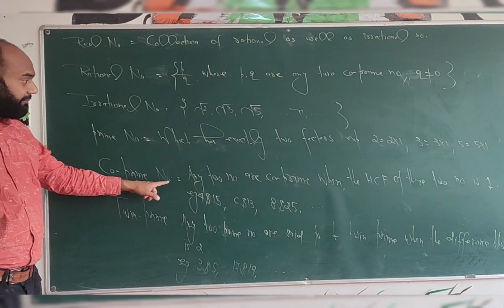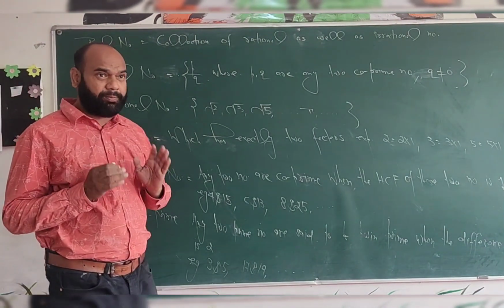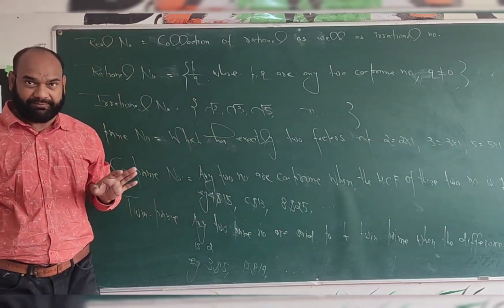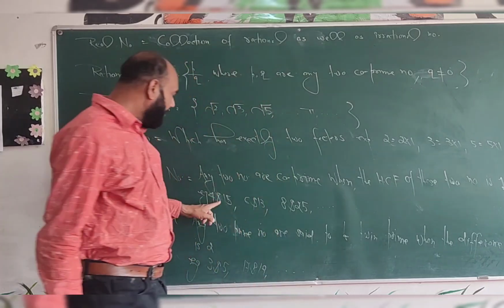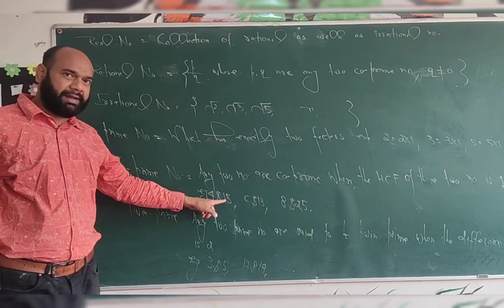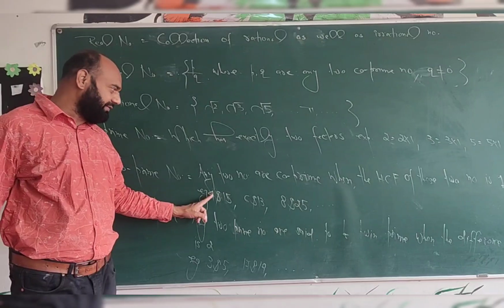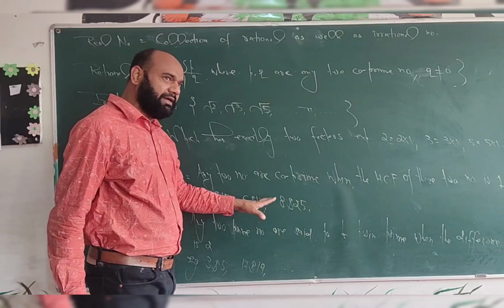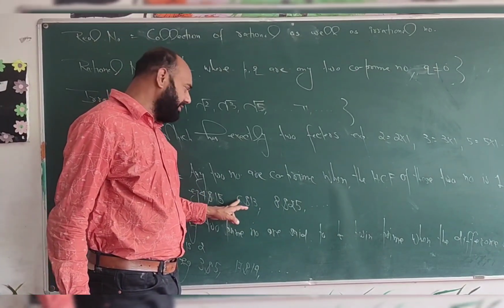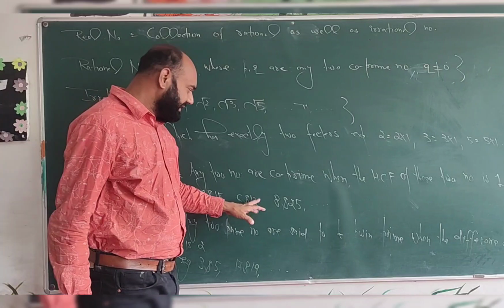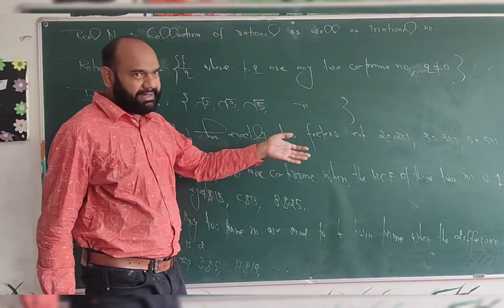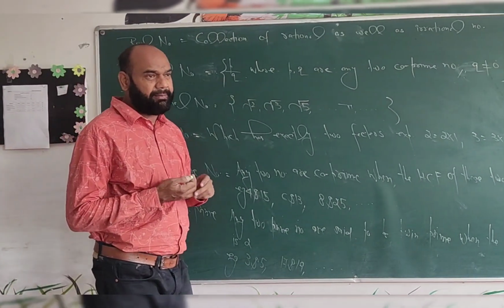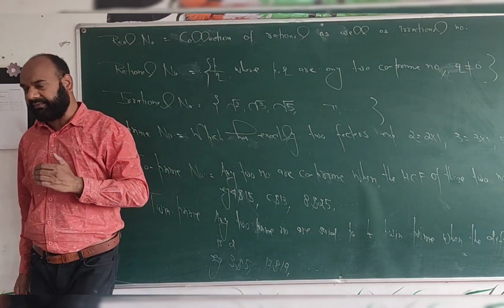What are co-prime numbers? Any two numbers are said to be co-prime when the highest common factor between these two numbers is always 1. For example, 4 and 15 are co-prime numbers because the highest common factor between 4 and 15 is 1. Next example, 6 and 13 are also co-prime numbers because the highest common factor between 6 and 13 is also equal to 1. There are so many examples.